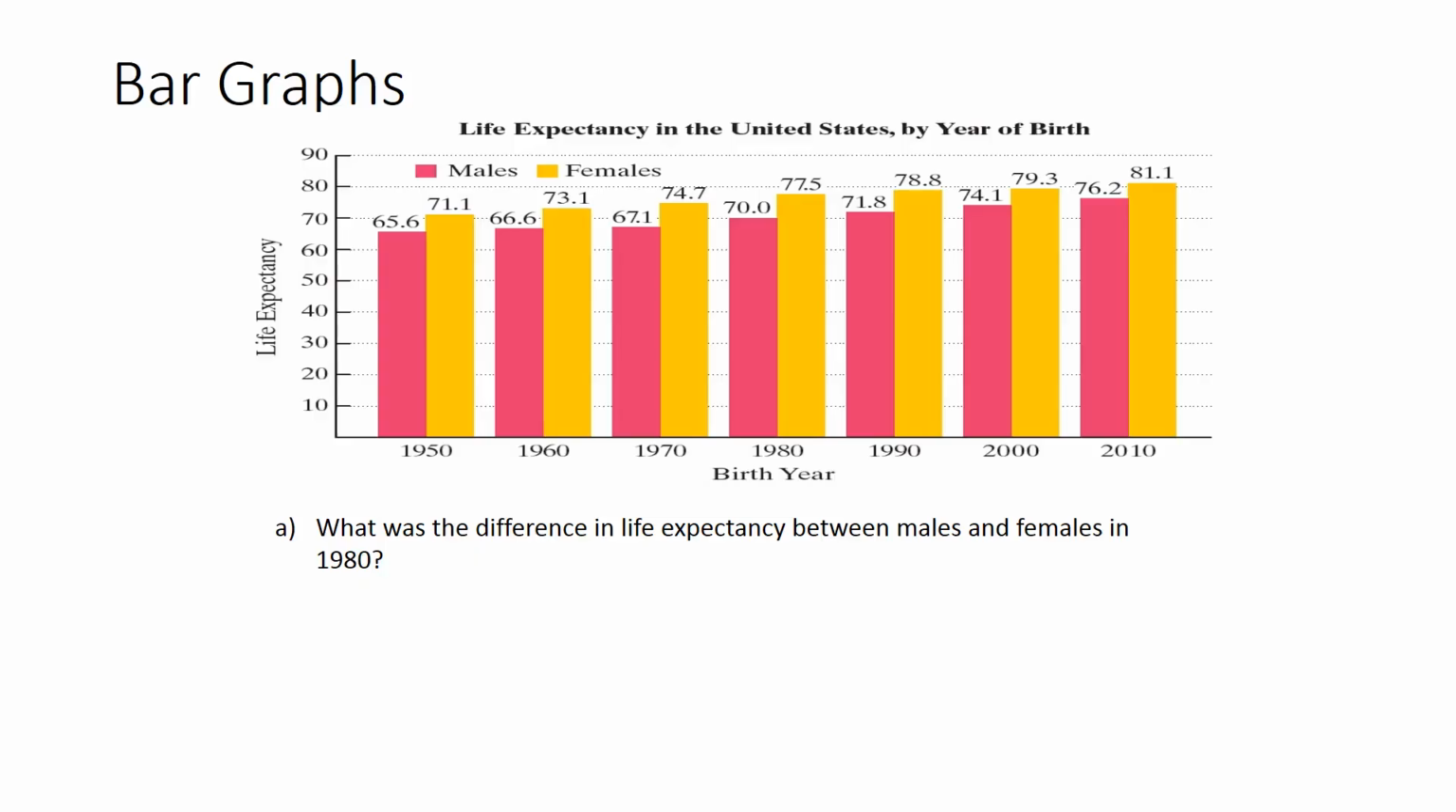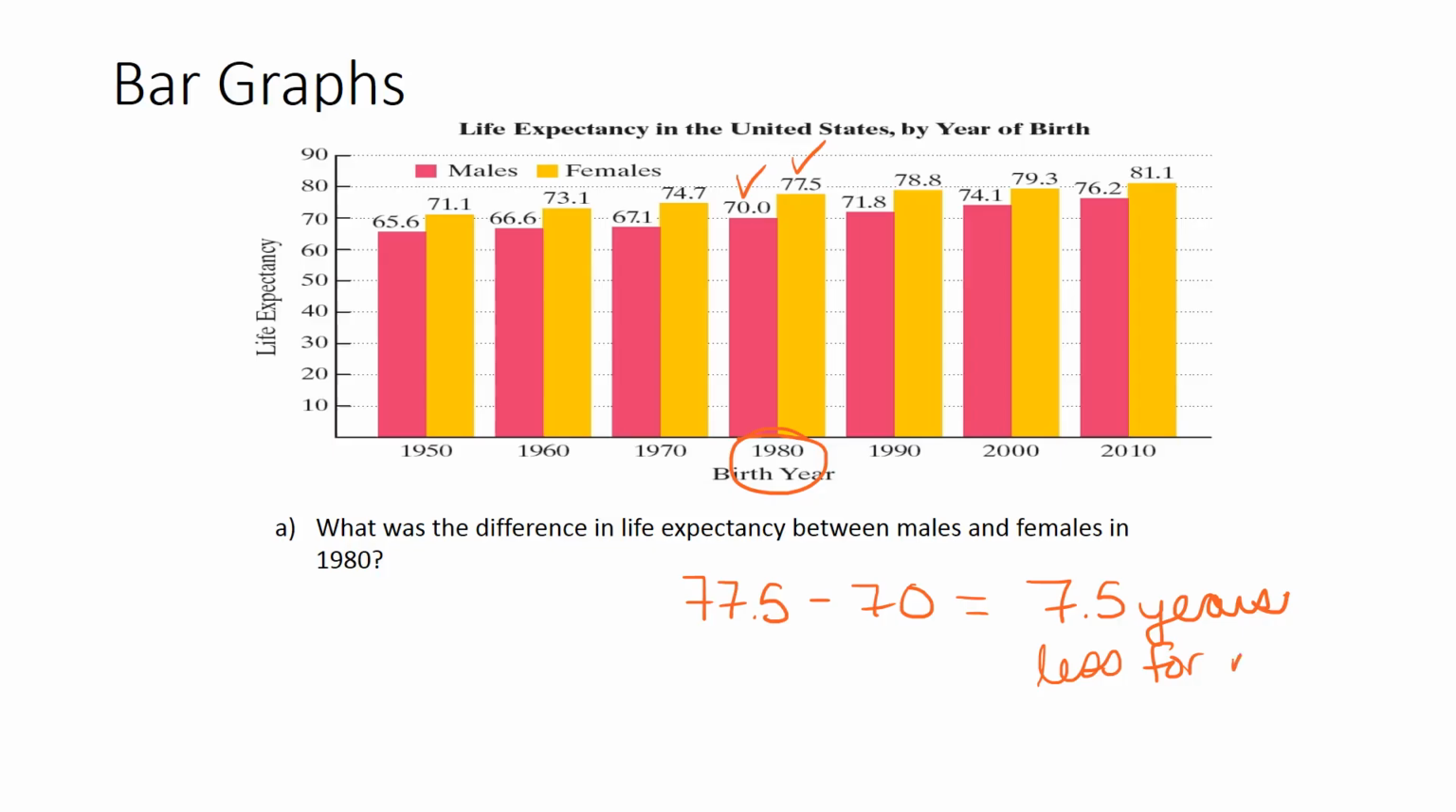So here's something with bar graphs, life expectancy in the United States by year of birth. What was the difference in life expectancy between males and females in 1980? All right, so we just want the difference between 77.5, which is females, and 70 for males, so it's 7.5 years. What's the difference between males and females? Years less for males.